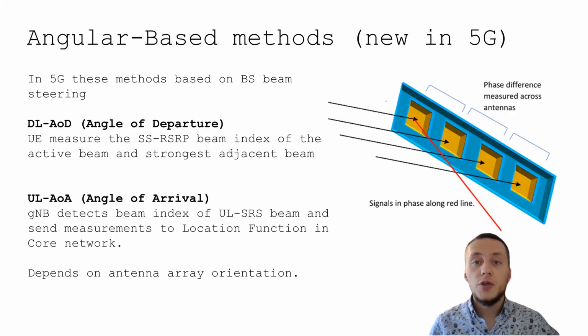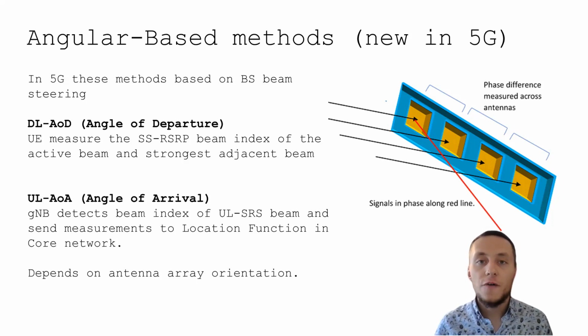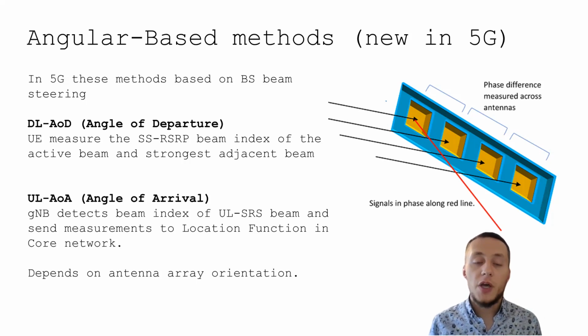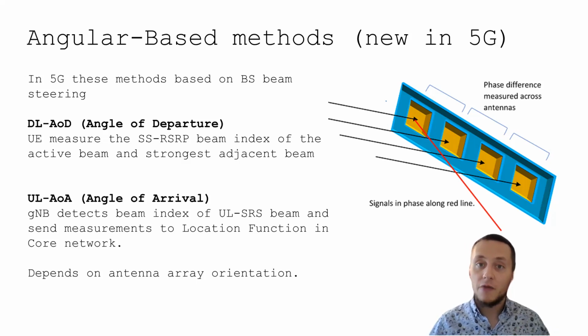We all know that 5G may use beamforming, massive antenna arrays, millimeter waves, and large bandwidth, and all of that is very suitable for angular-based methods. The thing is, when we use a massive antenna array with multiple antenna elements, it is possible to measure the phase difference between each copy of the signal received by each antenna element. In the case of downlink, user equipment can measure SSB RSRP on the strongest adjacent beams. In the case of uplink, a gNB receiver detects uplink beams from user equipment and sends measurements to the location function in the core network. Of course, such a method also depends on antenna array orientation.